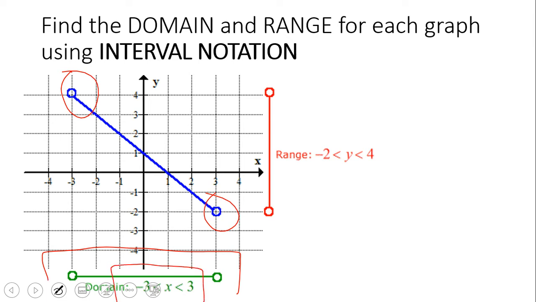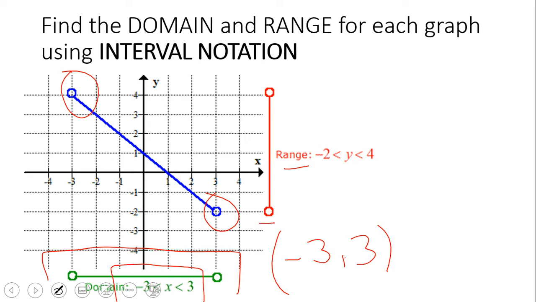We want to convert that to interval notation. So how do we convert that to interval notation? Well, if you're starting from -3 and ending at +3, then that's your start and your finish. Because of the open circles, parentheses.